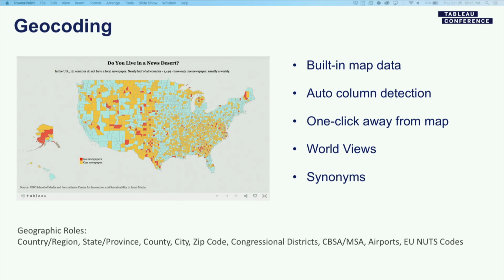The second geocoding-related feature is called synonyms. So synonyms are alternate names for places. So misspellings or alternate names or local names, local language names. We pack all of that information into the geocoding database, trying to make it easier to match with the data that you bring into Tableau. So we just want to make you all more successful being able to geocode.